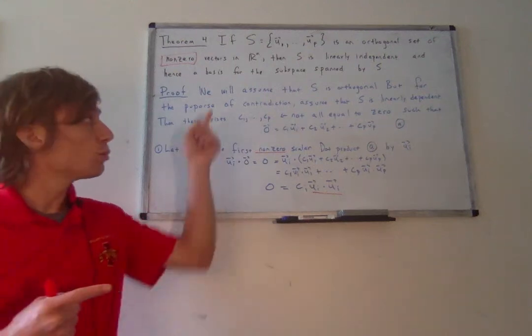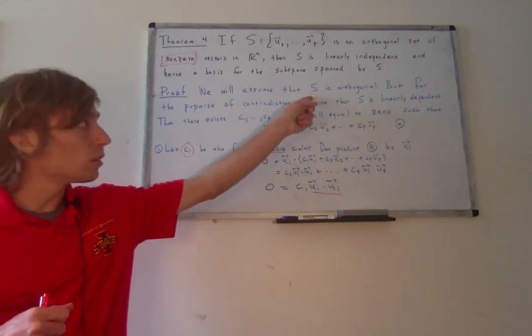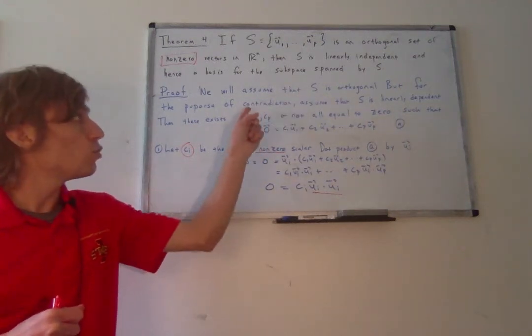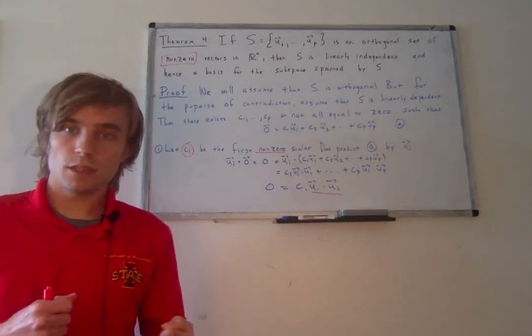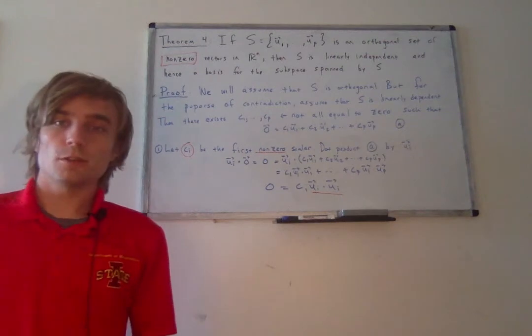So why does this prove the theorem? Well, we started out by assuming S was orthogonal. And so what we just showed is that if S is orthogonal, there's no way that it can also be linearly dependent. That means it is linearly independent, and that proves the theorem.